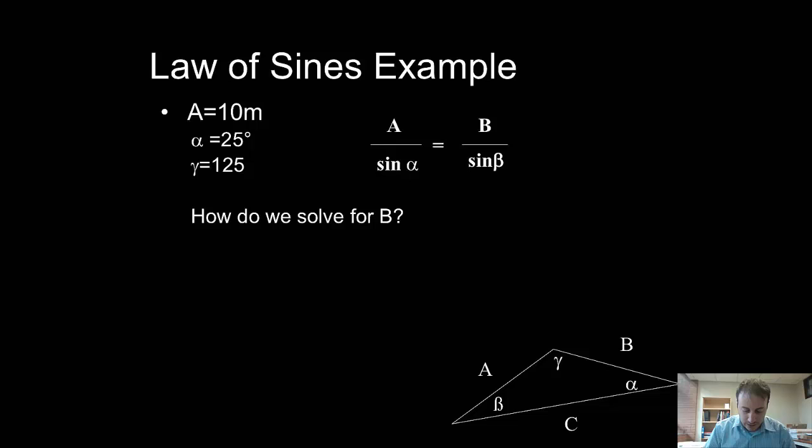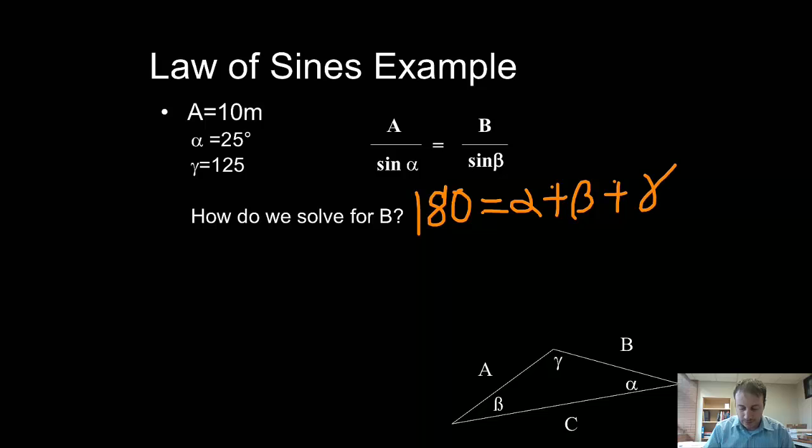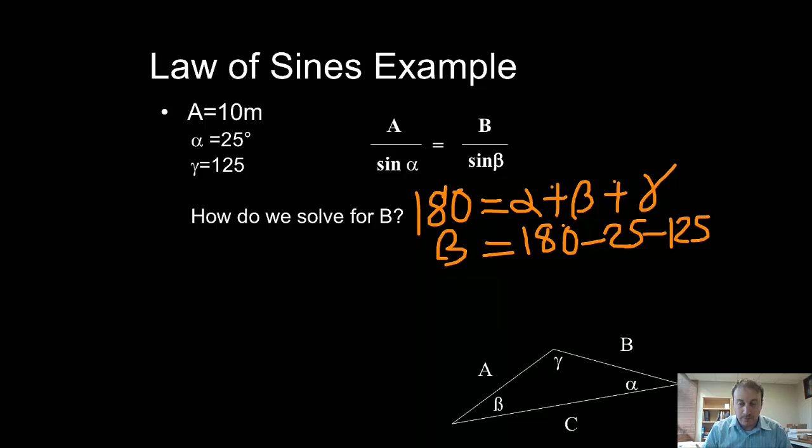We know that 180 degrees, let me get my pen out here, is equal to alpha plus beta plus gamma. If we rearrange this to solve for beta and plug in our known variables, we know that beta is equal to 180 minus 25 minus 125. Or that beta is equal to 30 degrees, which is equal to 0.52 radians.